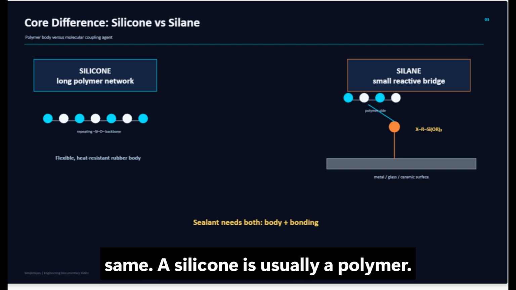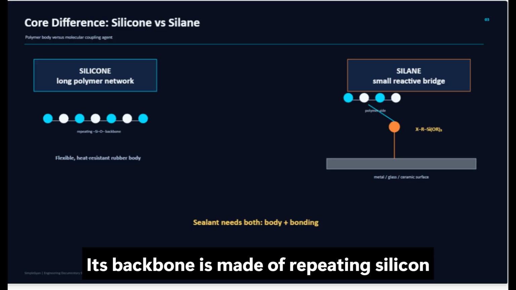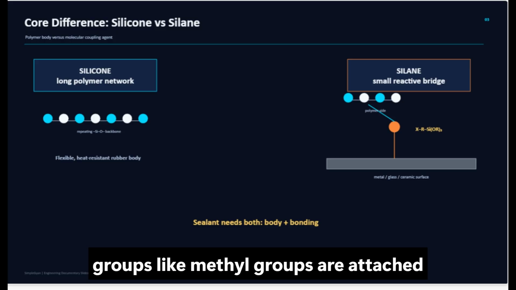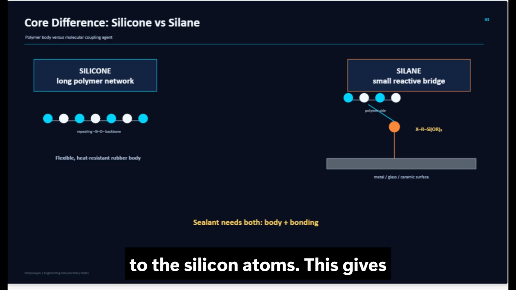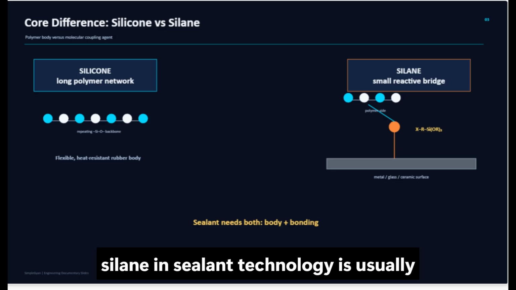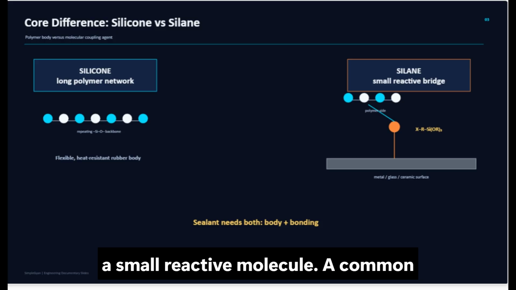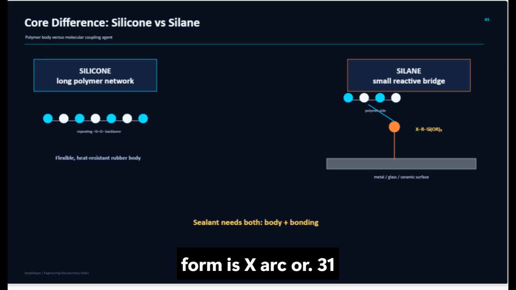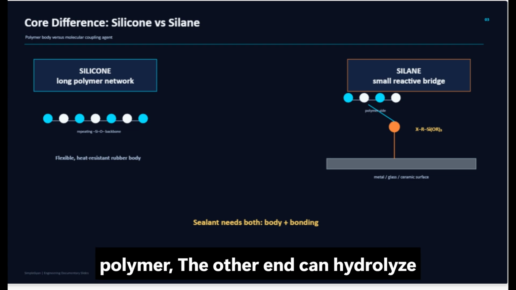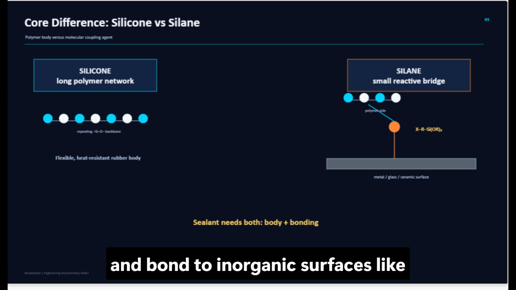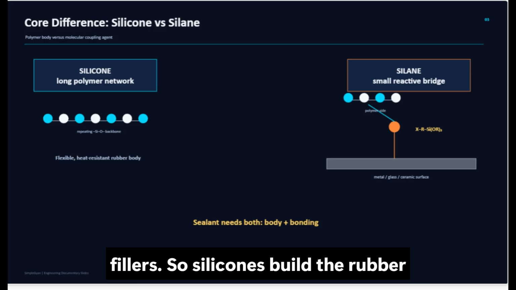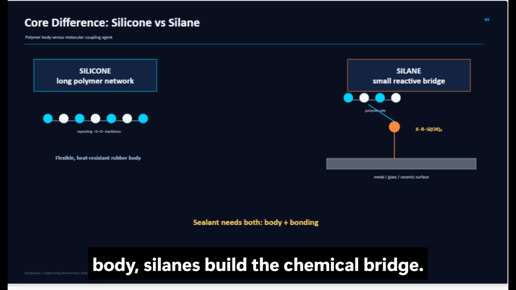A silicone is usually a polymer. Its backbone is made of repeating silicon-oxygen units, Si-O-Si-O. Organic groups like methyl groups are attached to the silicon atoms. This gives flexibility, low surface energy, weather resistance, and thermal stability. A silane, in sealant technology, is usually a small reactive molecule. A common form is X-R-Si-Y3, where one end can react with an organic polymer. The other end can hydrolyze and bond to inorganic surfaces like glass, silica, metal oxides, ceramics, and fillers. So, silicones build the rubber body. Silanes build the chemical bridge.